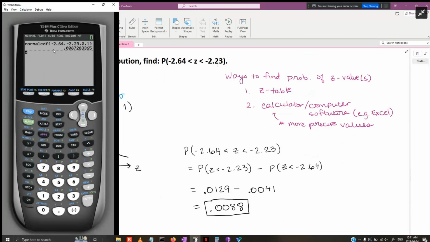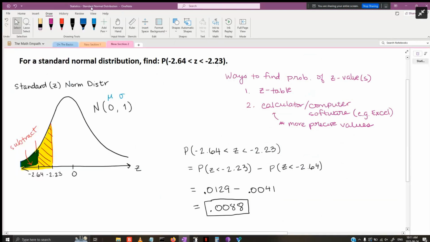It's going to be a little bit different, but that's pretty much the same. Just know how they're different. So with all that being said, we have answered the question, and this is our probability right here.